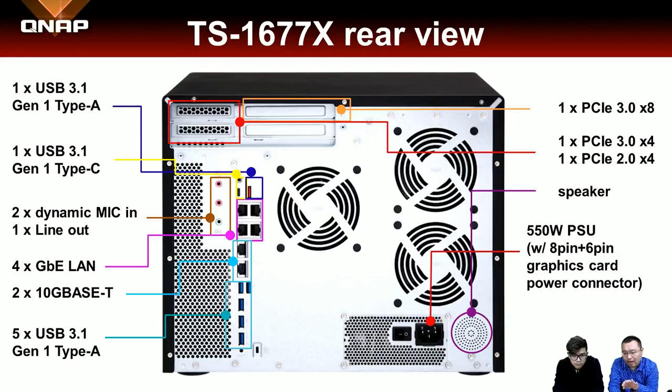On the left, there are 2 more half-height, shorter PCIe slots. The top one, slot number 2, is PCIe Gen 3 x4, so you can install, for example, a dual-port 10 gigabit card. Below that is Gen 2 x4, where you can install, for example, a single-port 10G card, or our upcoming PCIe wireless adapter, the QWA-AC2600. We'll talk a little more about it later.